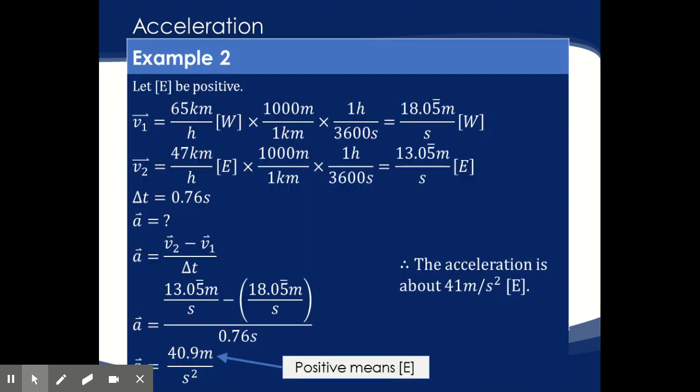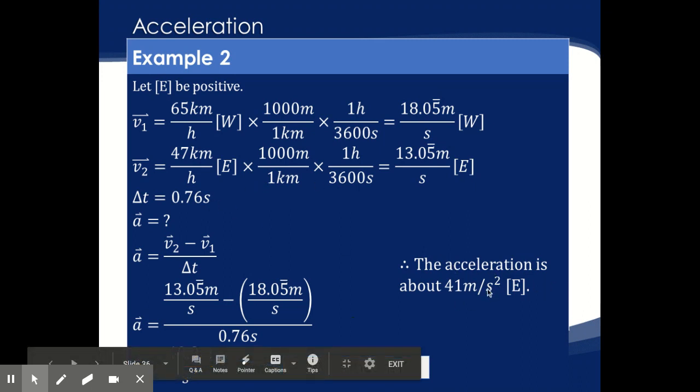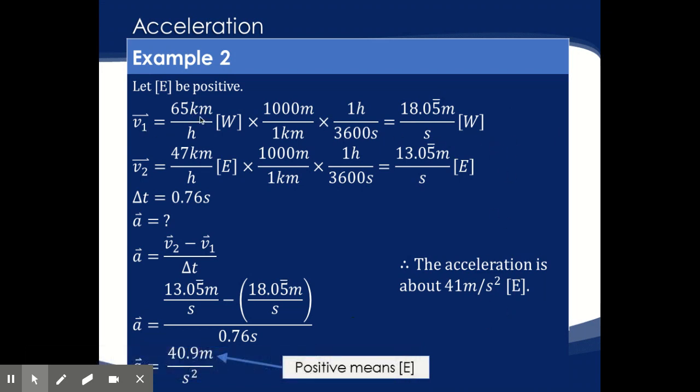So what all the rest of this is, is converting the units, because time is in seconds and the unit for acceleration is meters per second squared. So we need to make sure that our units are correct to match that before we begin. So if we have 65 kilometers per hour, you can change this with dimensional analysis. This is basically dimensional analysis here. It's just written a little bit differently.